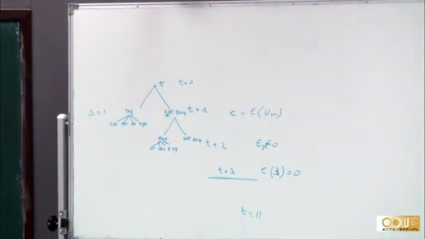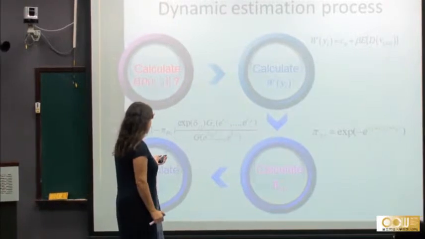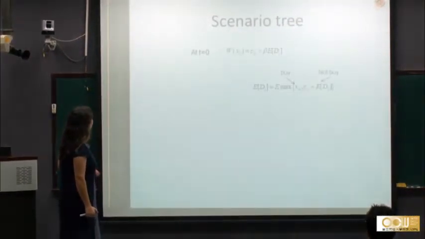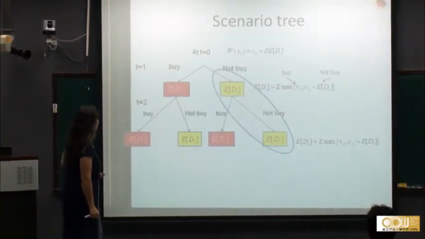And that's what we do. We calculate expectation, we calculate the reservation utility, then we calculate the utility of not buying, and then the utility of buying, right? So can you see this bringing a retrospective way of building the problem? So this is the scenario tree. You see what we are solving here, right?